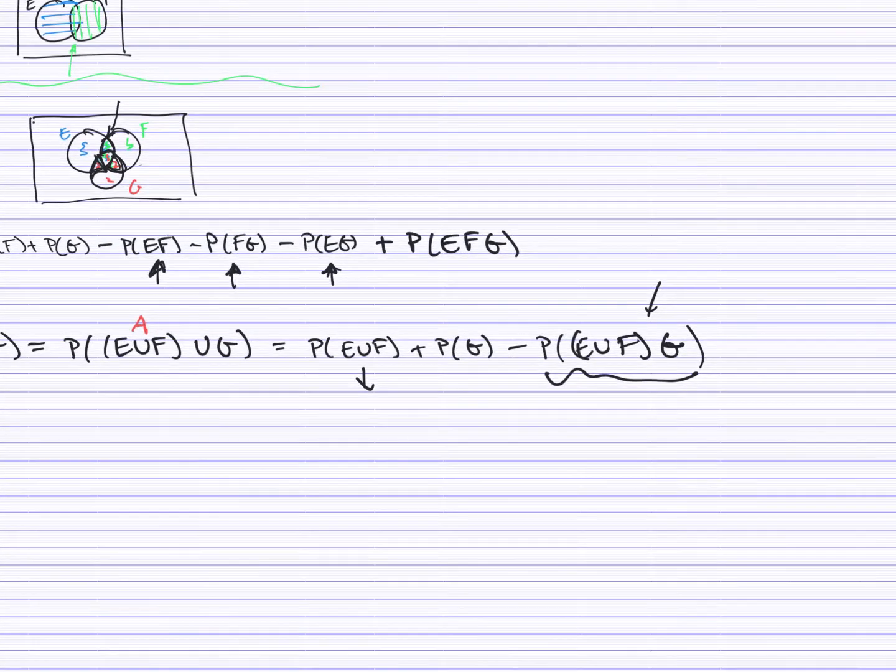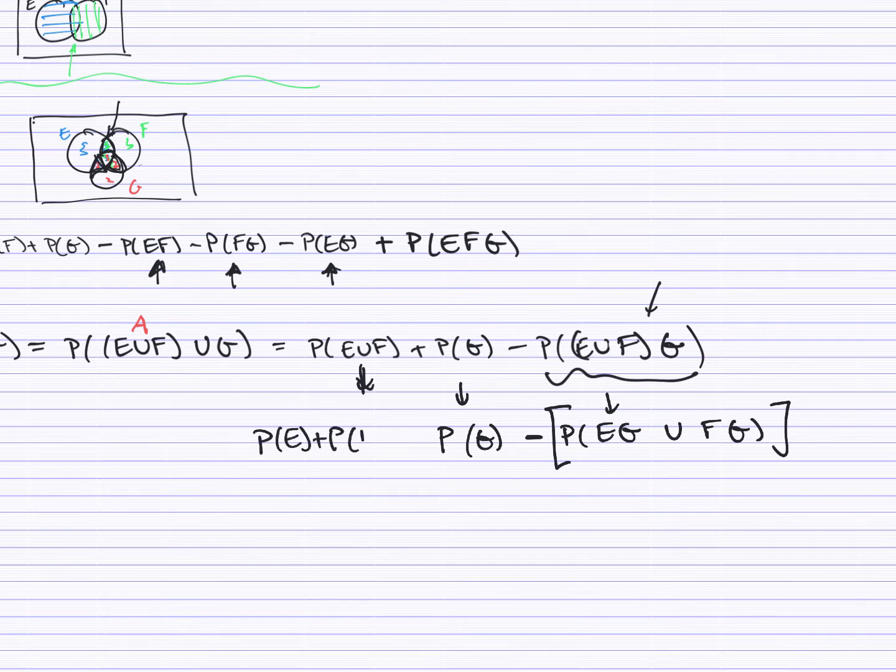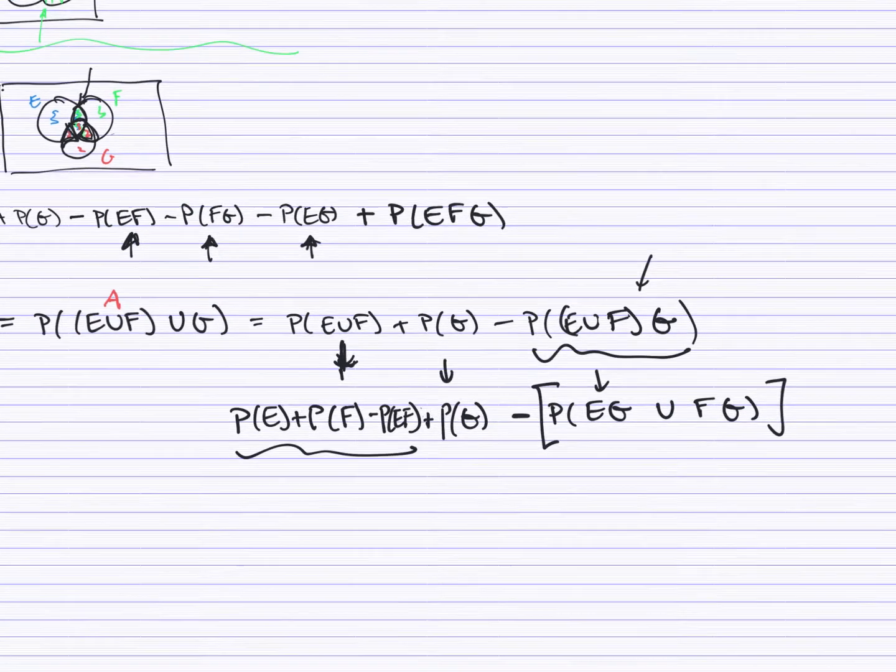Okay, so this thing right here actually becomes the probability of E intersect G union F intersect G. That's what happens when you distribute the intersection over the union. Okay, so there's a minus there. This comes down and is the probability of G. And in this one, we apply the principle the first time, and we get the probability of E plus the probability of F minus the probability of E intersect F plus the probability of G. All right, so this piece right here comes from that. The G comes down, and then we translate this.